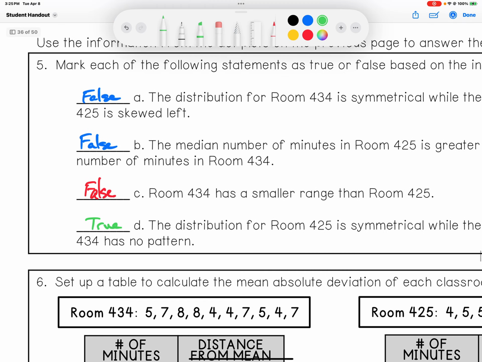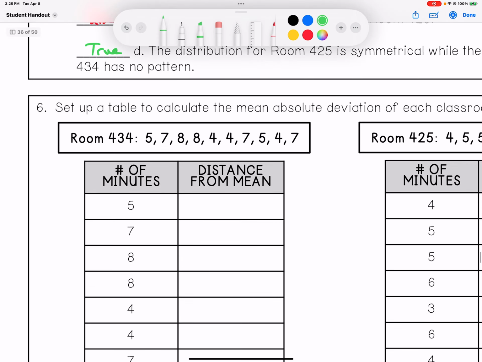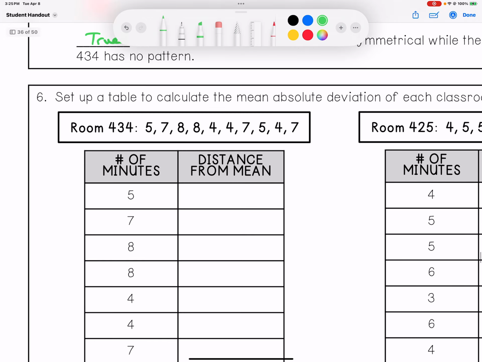Those are the type of ACAP questions you're going to get, except maybe not true, false. They may ask you to find the answer. All right. Next one, number 6. It says to set up a table to calculate the MAD of each classroom. All right, so remember to find the MAD, we got to find the average of the average. So first of all, let's find the average of these.